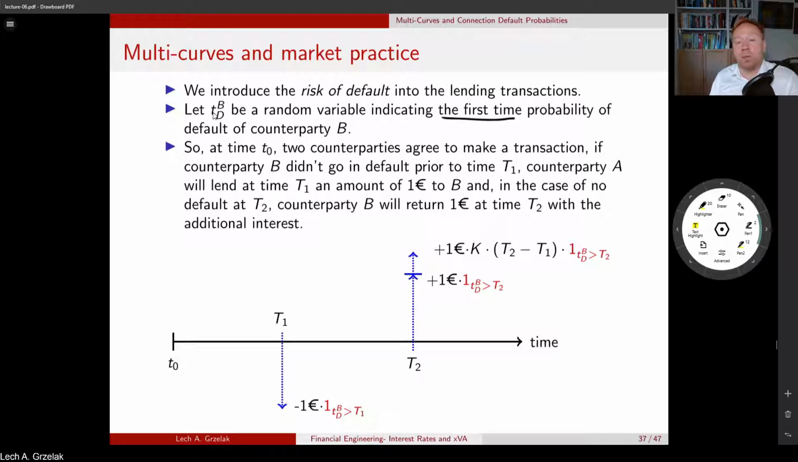This probability of default will typically be extracted from market instruments. So if a counterparty issues bonds or CDSs, credit default swaps, so credit derivatives, from those it is possible to estimate the probability of default.